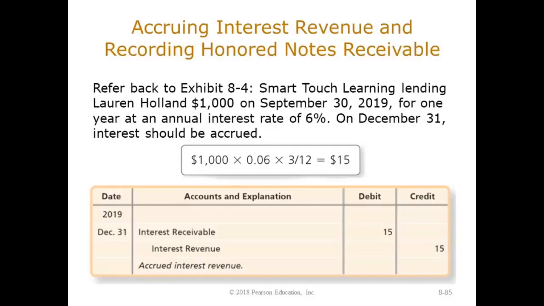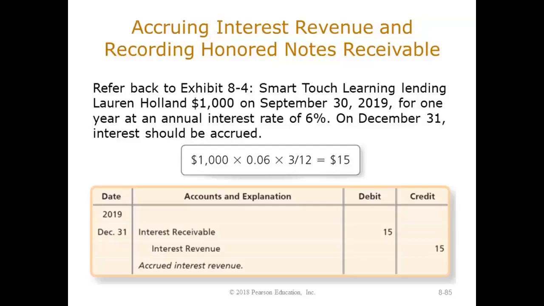So in this case here, Smart Touch lent Lauren Holland $1,000 on September 30th for 1 year at an annual rate of 6%. Now, Smart Touch has a year end as of December 31st. I'm going to receive the cash money as of September 30th next year. But the problem is, that person has had my money for 3 months. So from September 30th to December 31st, the person has had my notes receivable. I should be earning interest revenue on this 3-month period. I'm not going to receive the cash yet.